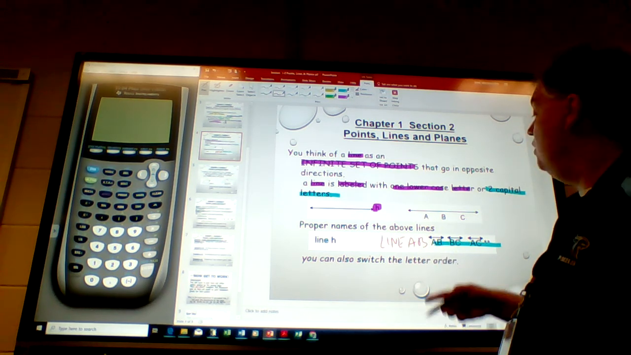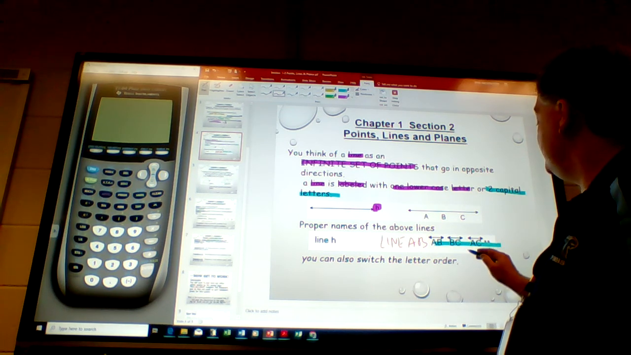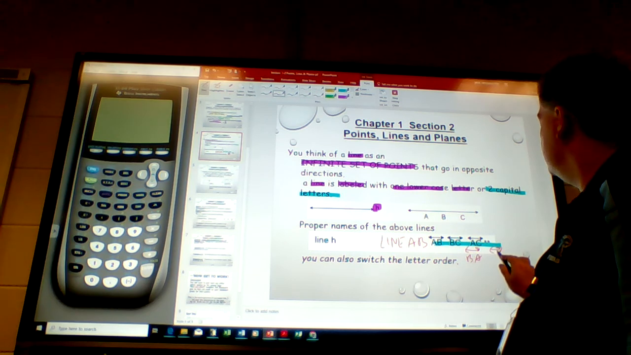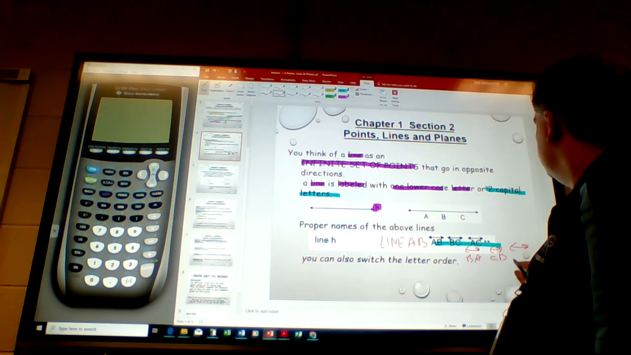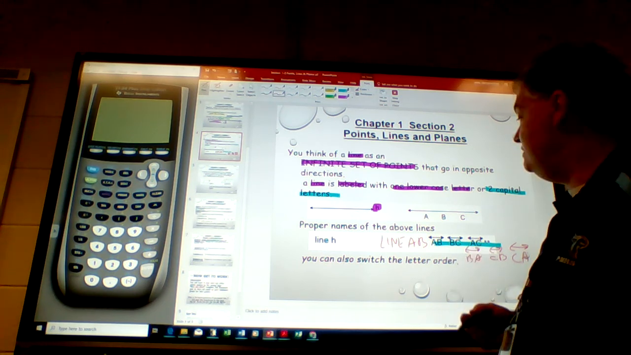I could put the word line, or I could put the line symbol above it. I could even reverse the order. I could say line BA, line CB, and line CA. I can do that. I can switch the order. It doesn't matter what the order is.